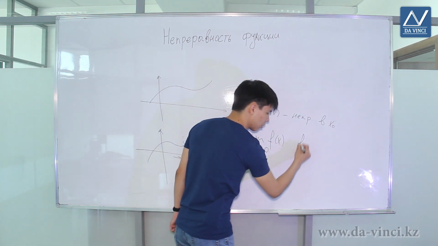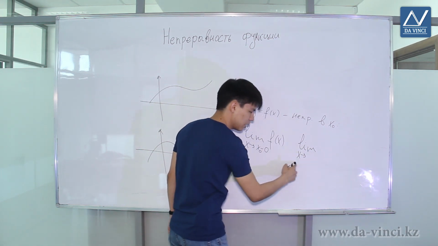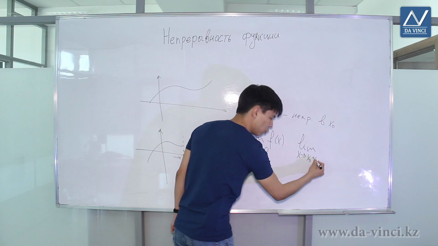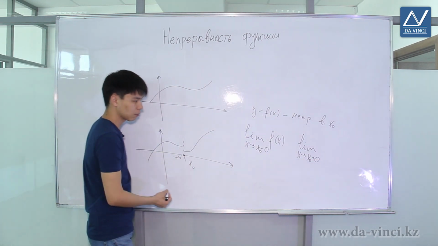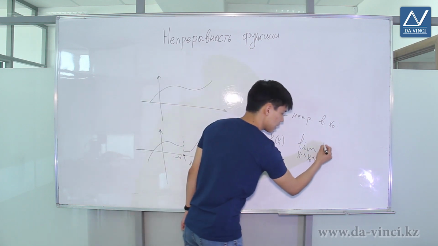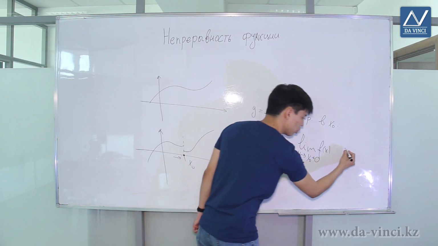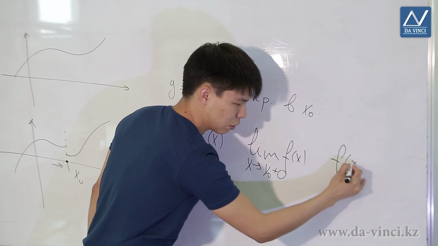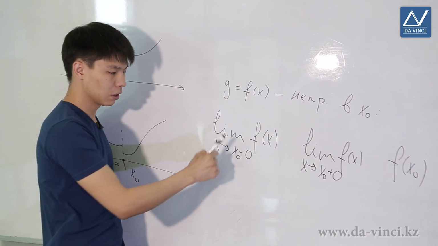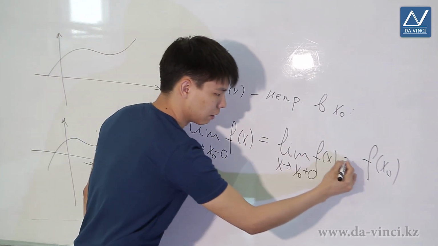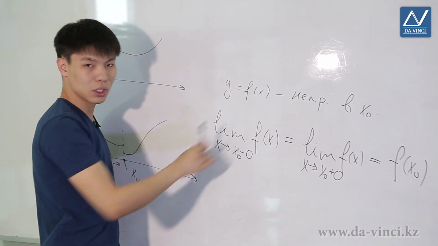There is also a right limit of this function. The same thing, that is, x approaches x0 plus 0. It turns out that we are striving to the point x0 on the right side. And the function f of x is defined at this point. That is, we can substitute the point x0 into the function and calculate. If all these things exist and are finite, and moreover, they are equal to each other, then we can say that the function f of x is continuous at the point x0.